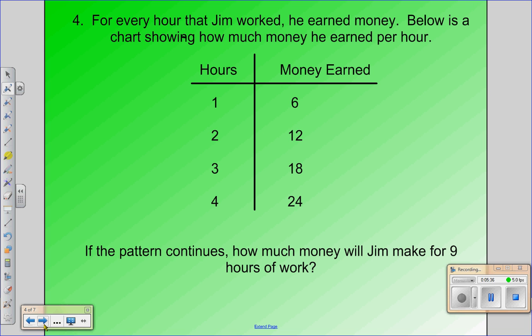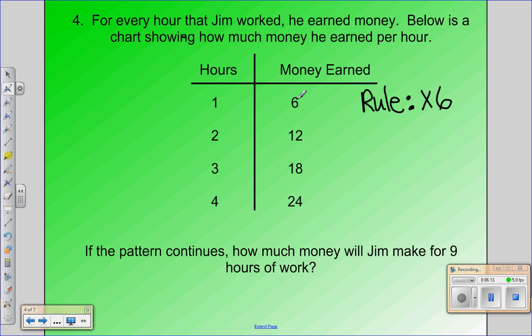For every hour that Jim worked, he earned money. Below is a chart showing how much money he earned per hour. So the first hour he earned $6. Second hour he earned $12. The third hour he earned $18. And the fourth hour he earned $24. And looking at this chart, you can tell that the rule is times 6. So they took the hours that he worked and he multiplied by 6.